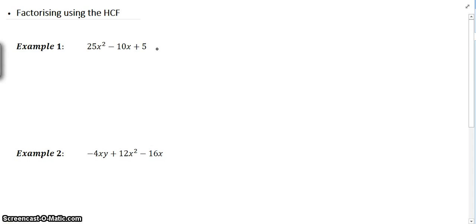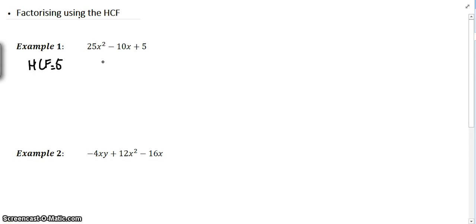Now the question we have to ask ourselves with this is, what is common between 25x squared and minus 10x and 5? It's not really appropriate at this stage to look at the individual terms. So for example, there's a commonality between 25x squared and 10x, but we have to incorporate the whole equation in this sense. So if I was going to ask you what's common between 25x squared minus 10x and 5, you would say the number 5. So the HCF in this case is equal to 5.